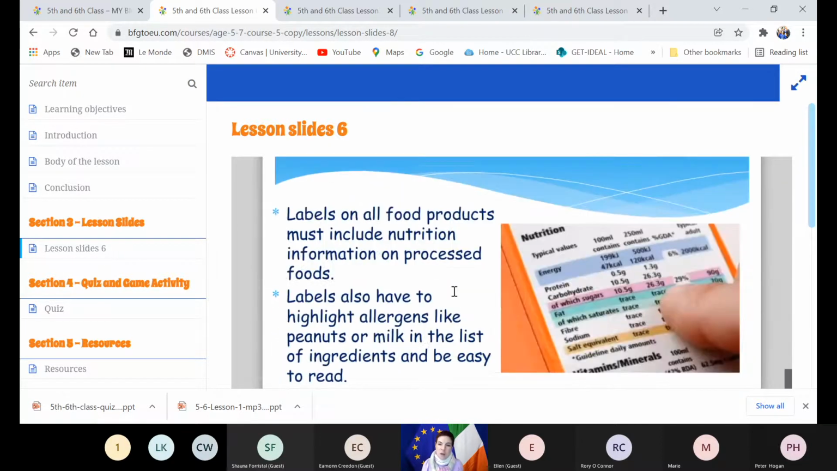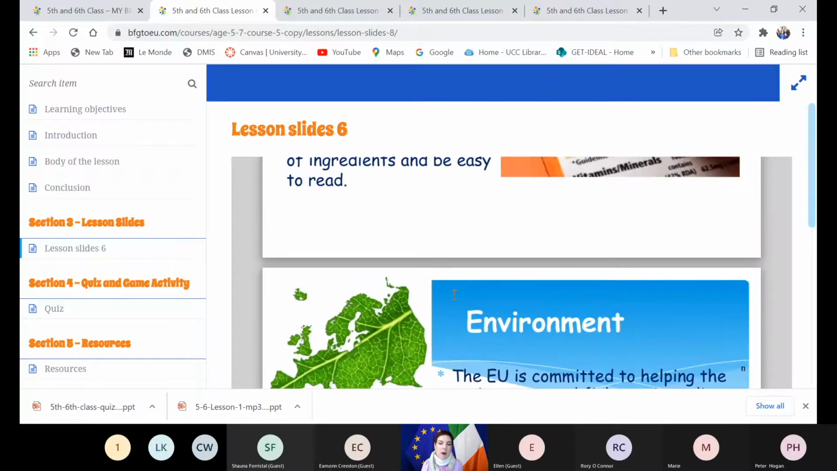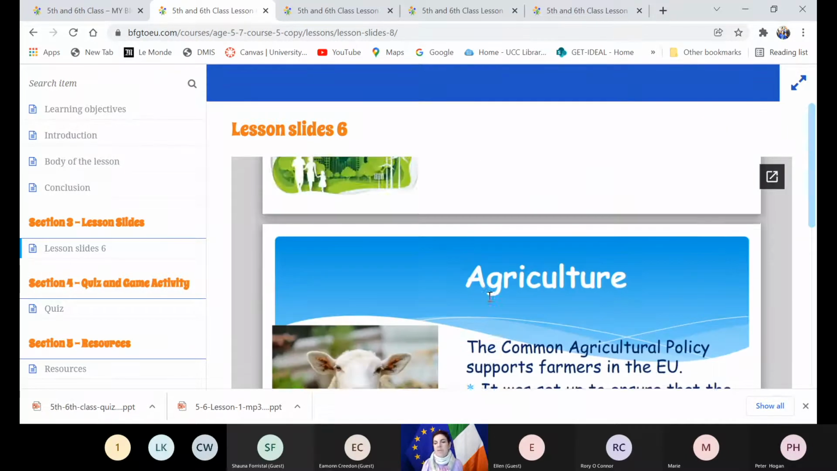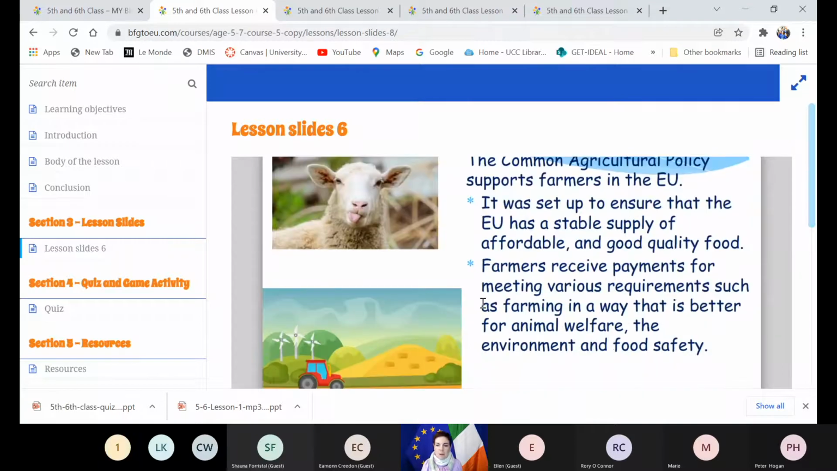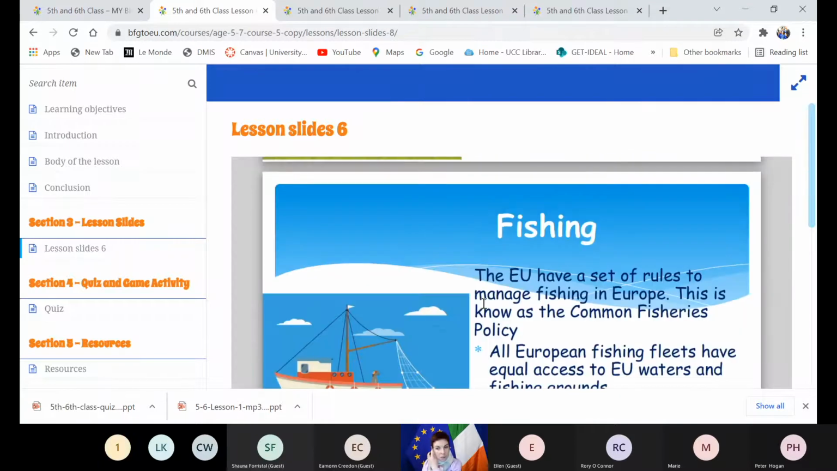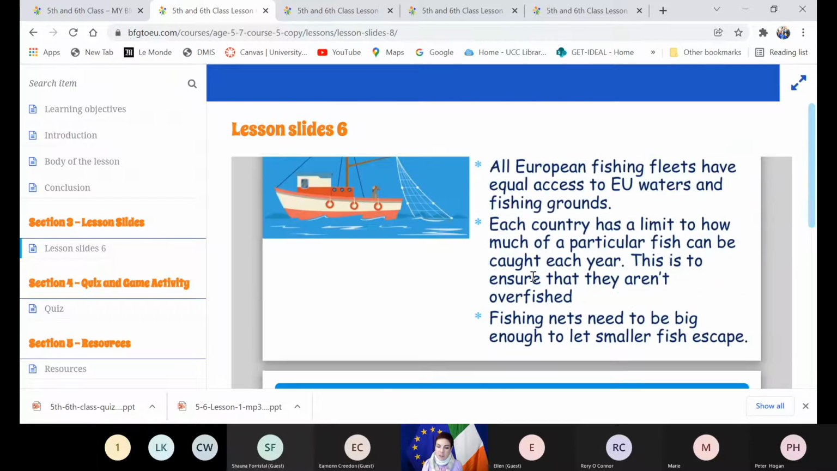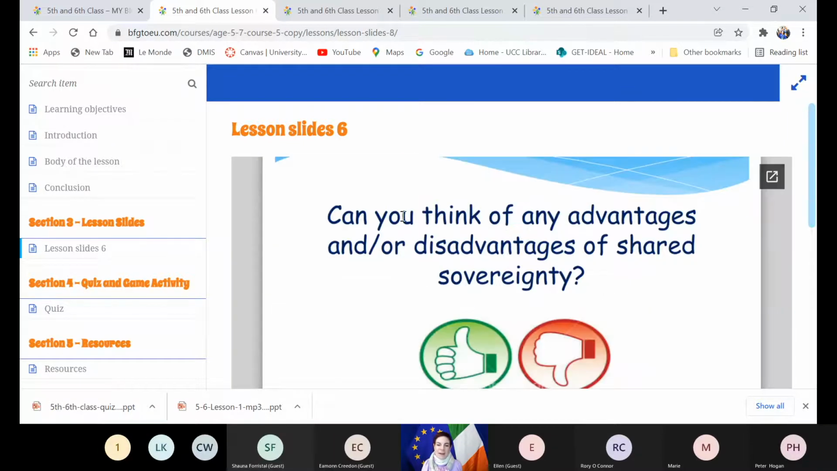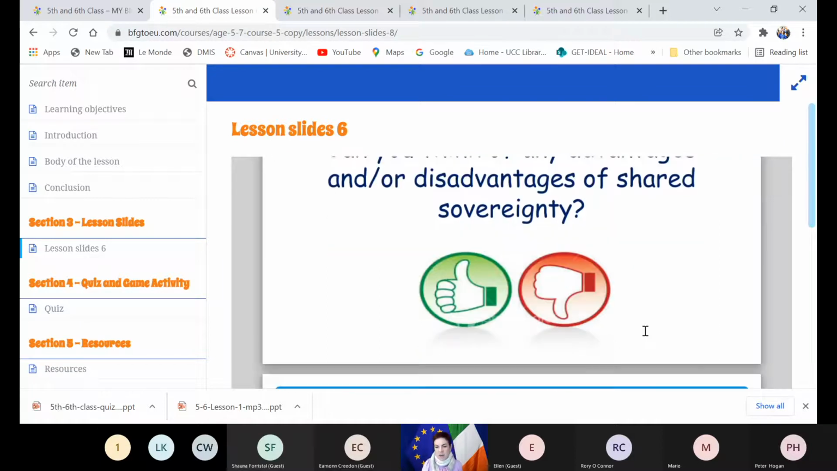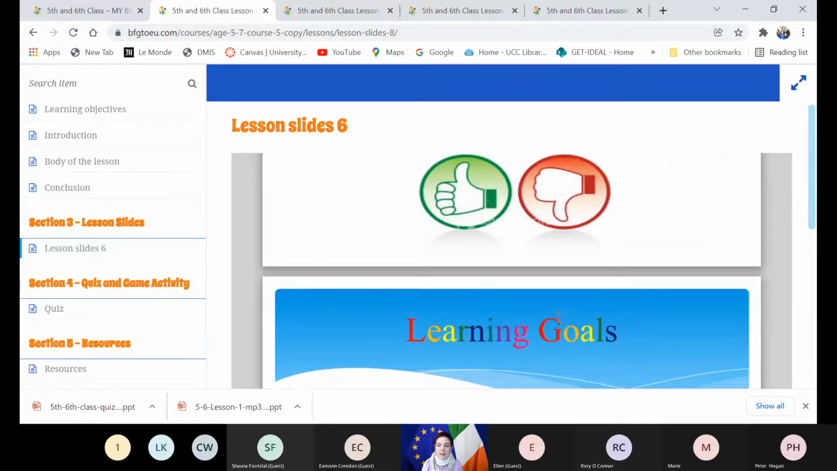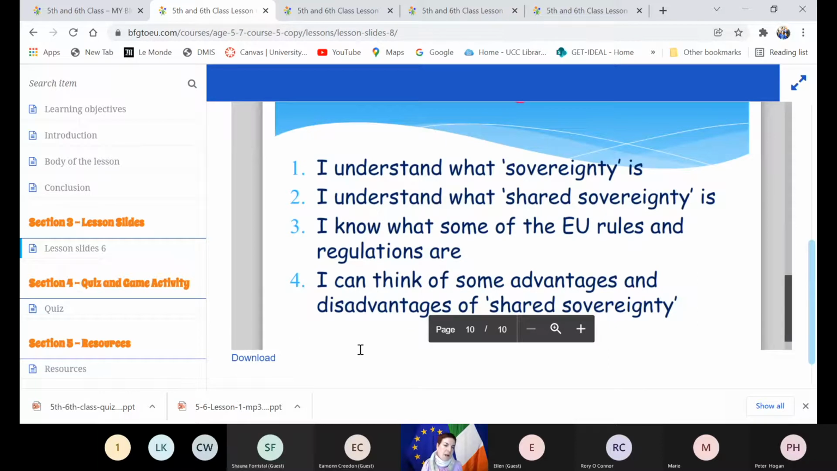So then I go through a number of different policies. You have consumers policy, environment policy, agriculture policy. Of course, the children are usually interested in agriculture policy as well, fishing policy, and then I'm asking them to think about the advantages and disadvantages of shared sovereignty. And we finish with the learning goals. So this is what the program is about.